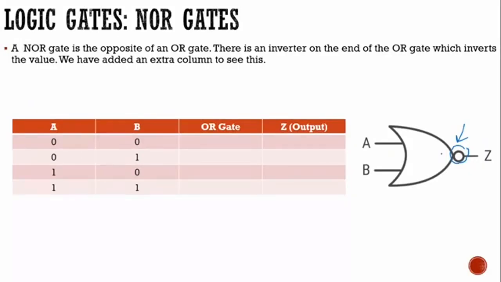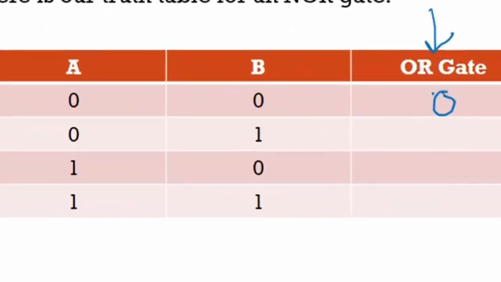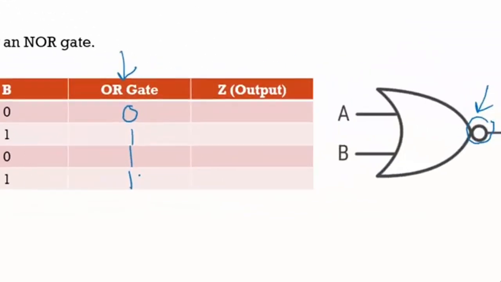Now, I've added an extra column so you can actually see this. So here's our truth table. Right here is a column that I added. We're going to show our regular OR gate outcomes, and then we're going to invert them or flip them. Here, this would be a 0 because for A or B, not one of them is true. Here, B is true, A is not. Here, A is true, B is not. Here we have A or B, at least one of them is true. That will show up as a 1 there.